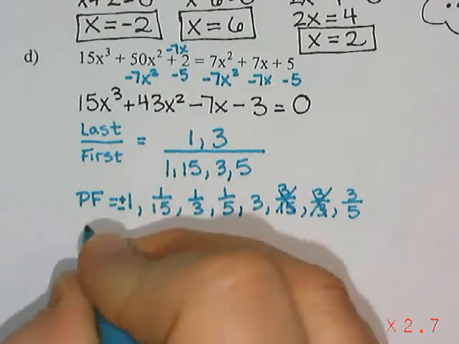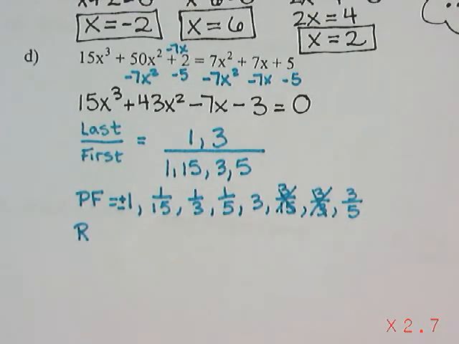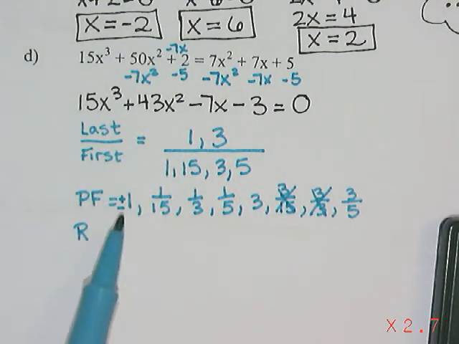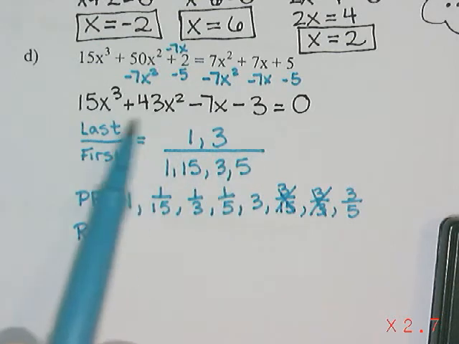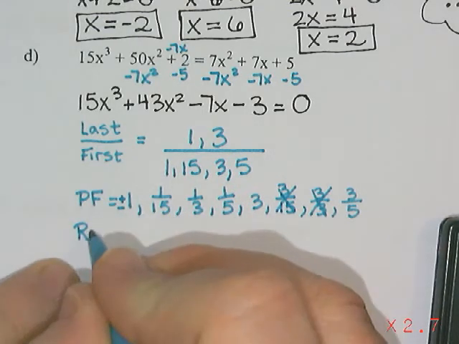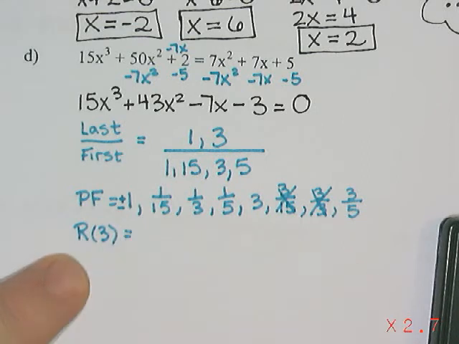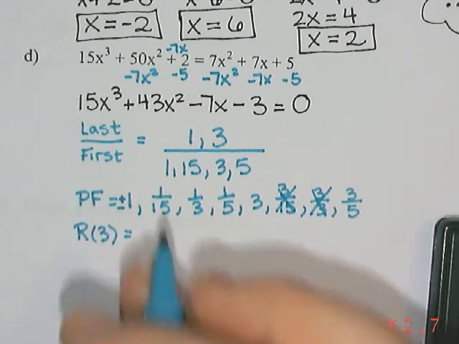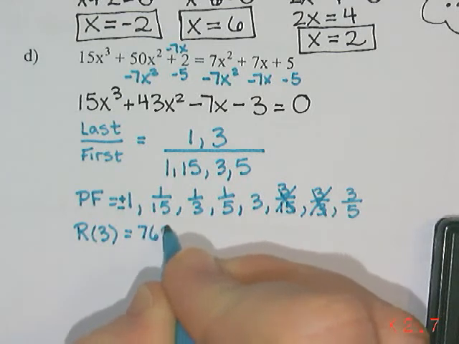All right, this just takes some work on our calculator. I'm looking at those numbers, and I'm seeing a 43. I don't think 1 is going to work because 15, 7, and 3 are not going to cancel out of 43. So I might try 3, and then if those don't work, I'm going to work on the fractions. So I'm going to try 3 first. So 15 times 3 to the power of 3 plus 43 times 3 squared minus 7 times 3 minus 3 equals not 0. So that means not a factor.